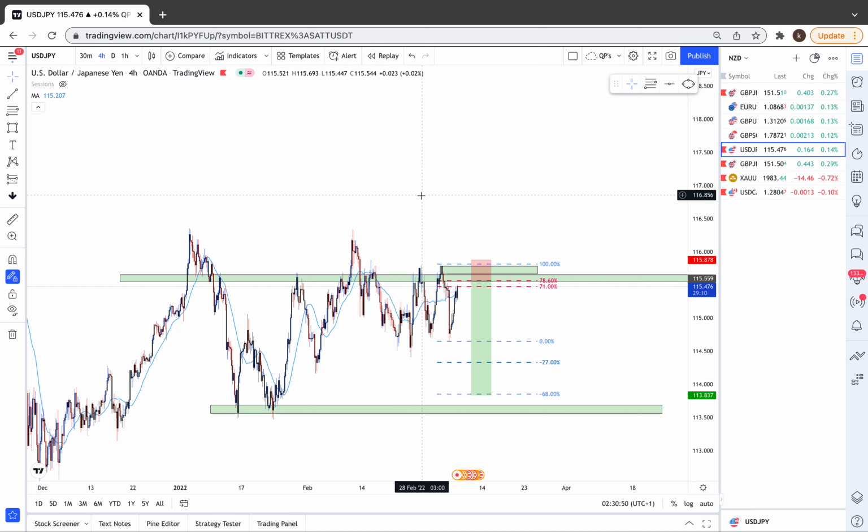Basically, we had USDCAD this week that I missed. It came to our entry zone and then just flew to the target, so that sucks. And then we have USDJPY that I'm looking to short.